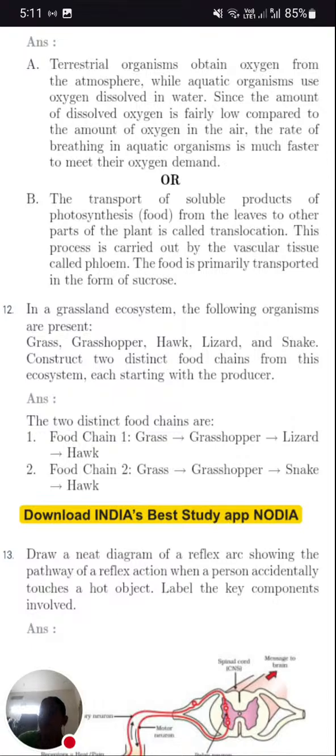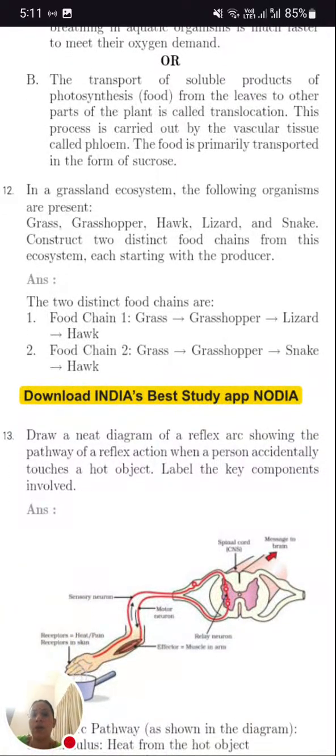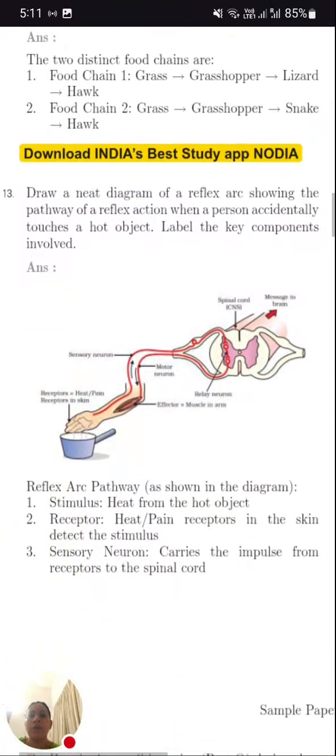There they have given the condition. We need to start from the producer. So the producer here is grass, and then grass is eaten by grasshopper. We were having only two options, either lizard or snake. So this time we replaced lizard with snake, and finally the hawk. Okay, now the next question.